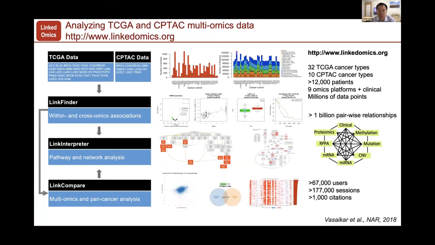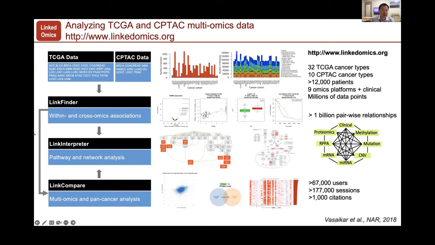So one tool, for example, we have developed is called LinkedOmics. This will allow users to not only access, but also analyze TCGA and CPTAC multi-omics data. The tool has data on 32 TCGA cancer types and 10 CPTAC cancer types, data from more than 20,000 patients coming from multi-omics platforms, as well as clinical data.